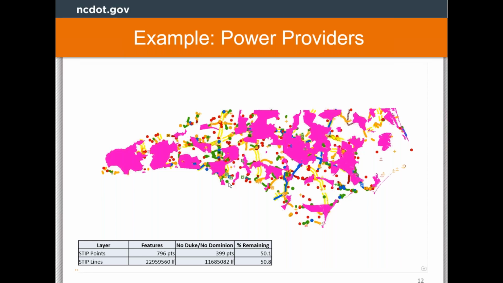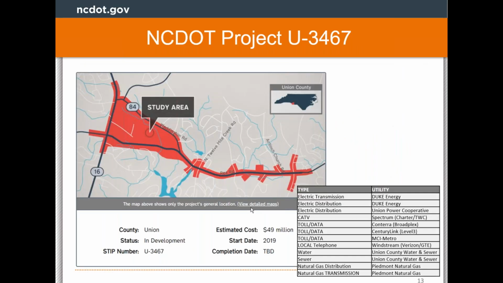Some of those conversations are occurring now, and we actually have a really good conversation going with Duke at the moment to get their corridor information to us so that we can do some better planning. But you can see that there's a lot of other places where that data is not being provided. So what does this actually look like in concrete, project-specific occurrences?